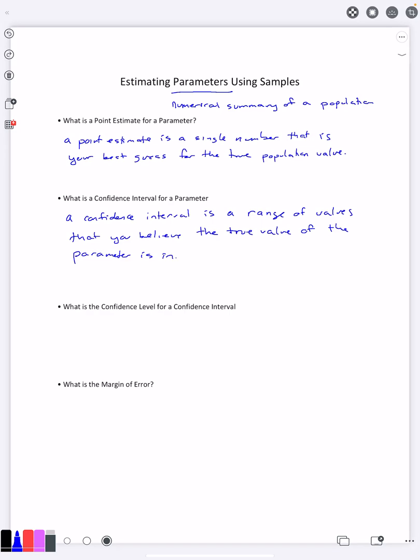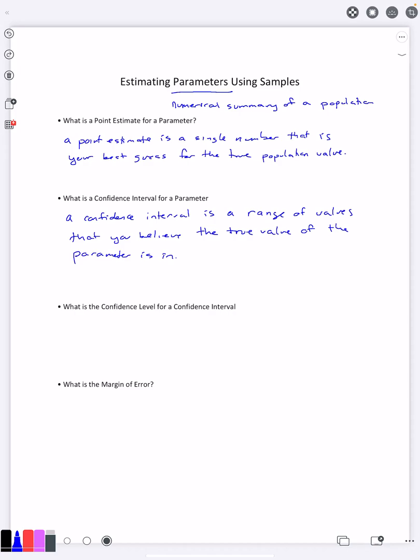So instead of saying, I believe the true average height of the adult male is 5'10", instead of giving one number, I'm going to say that I believe the average adult male height is somewhere between 5'8" and 6 feet. Now I'm giving a range of values there, and that means there's actually a decent chance that I will actually be correct, that the true value is somewhere between 5'8" and 6 feet.